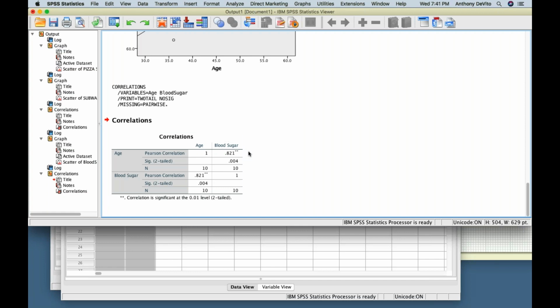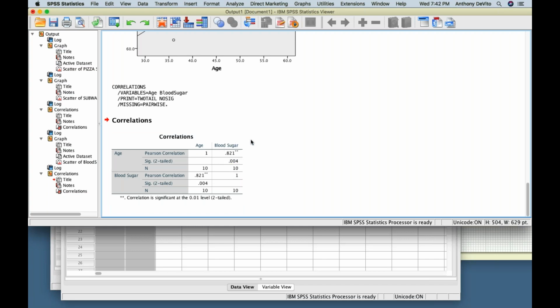And thirdly, is it going to be a positive correlation or a negative correlation? Okay, so let's start in the beginning. Is this a positive correlation or a negative correlation? Positive. As age goes up, blood sugar goes up. Is this a strong correlation or a weak correlation? Strong correlation. It's close to one. It's very strong correlation, as a matter of fact.